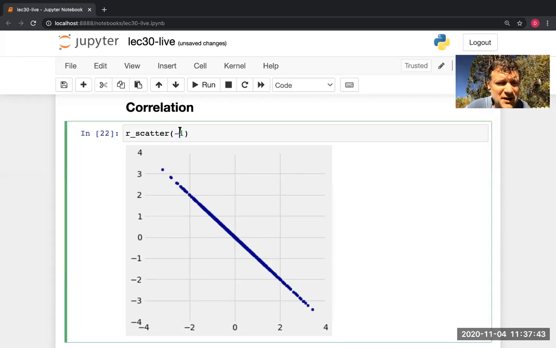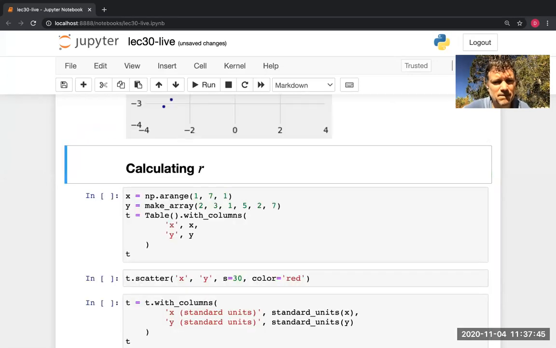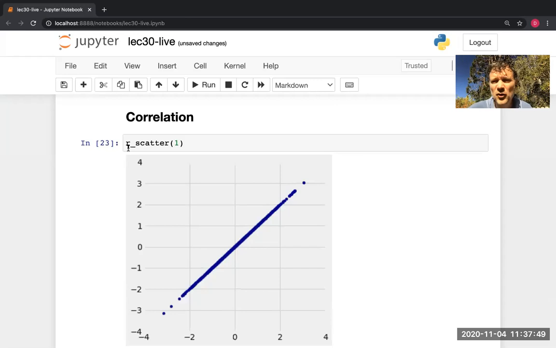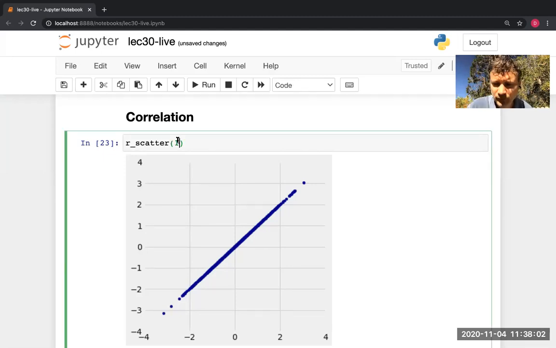I'll show you +1. There's +1. Now we've got another very, very strong association. This time it's a positive association. And the points are essentially all on the line. They're very tightly clustered near the line. So that's a very strong association.